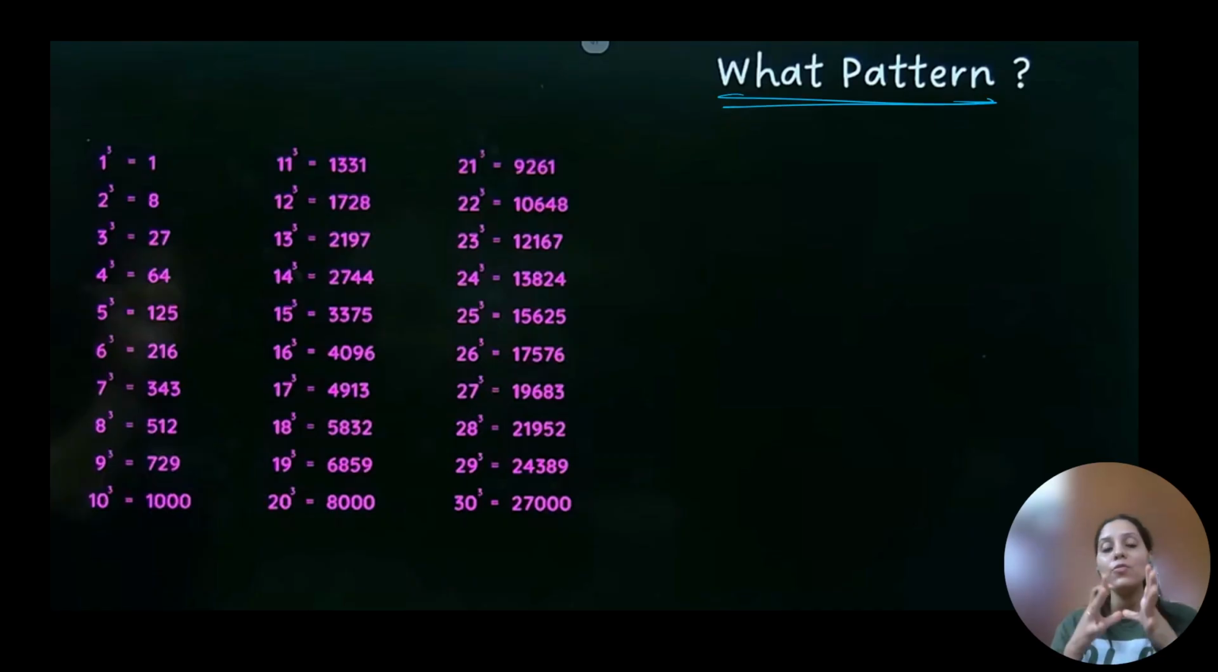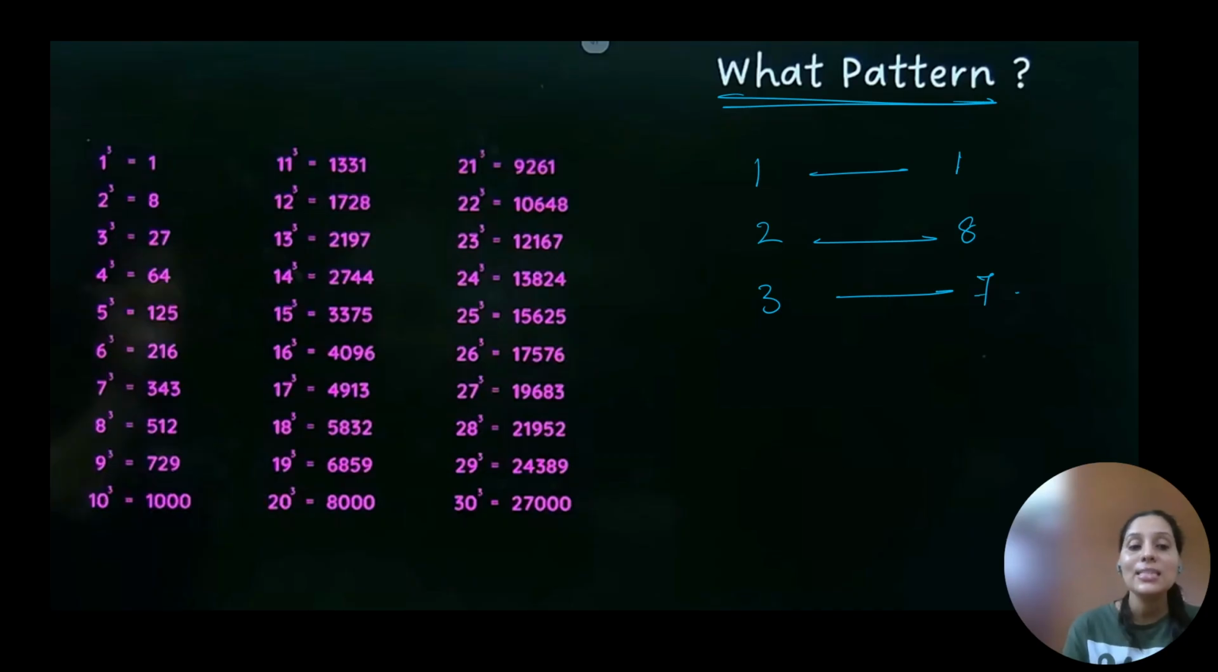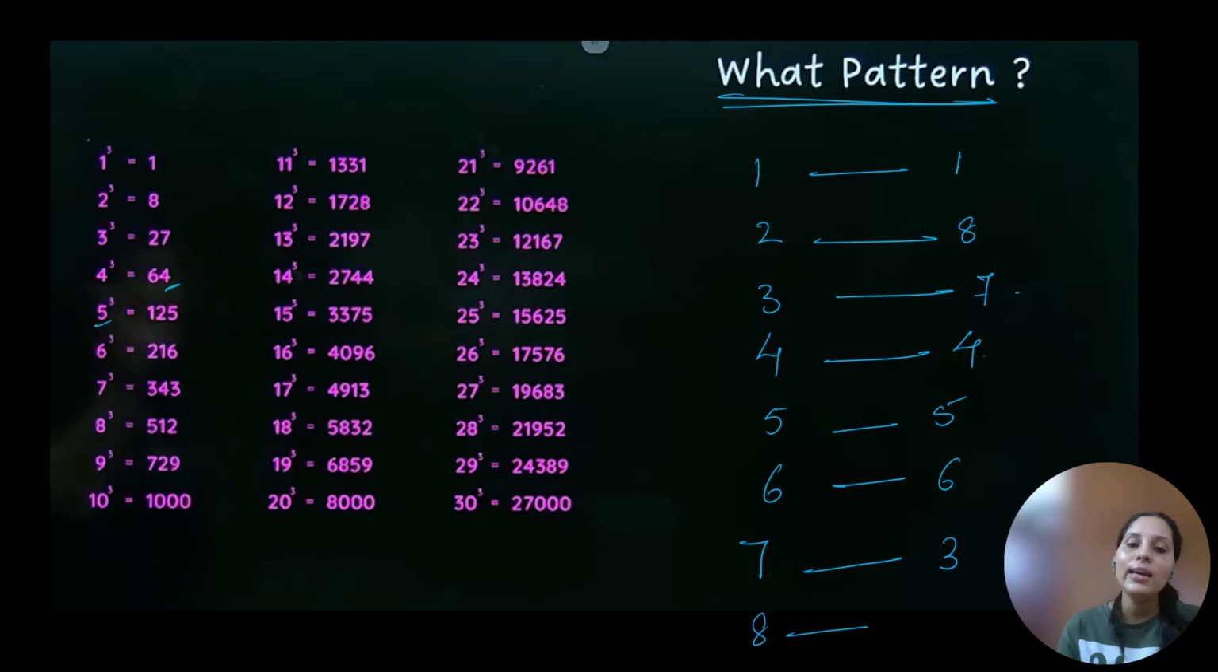Next one. Now let us see the pattern for cubic numbers. We have already explored the square numbers. Let's see the cube numbers. So any number ending in 1, the cube also ends in 1. Ending in 2, its cube ends in 8. Ending with 3, its cube ends in 7. Ending in 4, its cube ends in 4. Ending in 5, cube also ends in 5. Ending in 6, cube also ends in 6. Ending in 7, cube ends in 3. Ending in 8, cube ends in 2. Ending in 9, cube ends in 9.